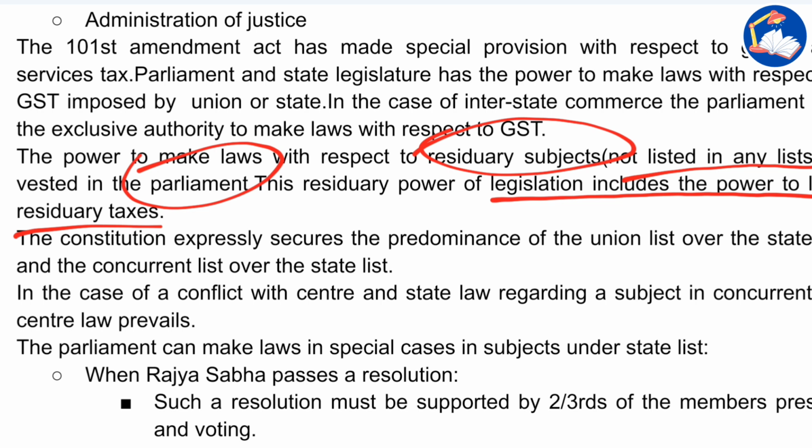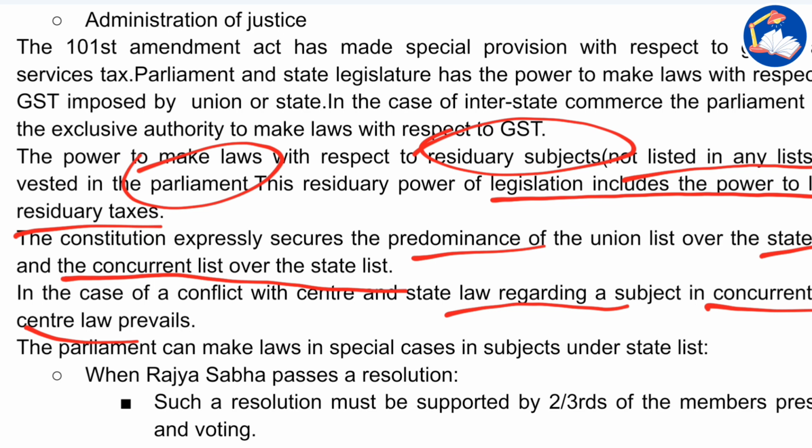Okay, it is possible. The Constitution expressly secures the predominance of the union list over the state list and the concurrent list over the state list. In the case of a conflict between center and state law regarding a subject in the concurrent list, as we told you, the center law prevails.